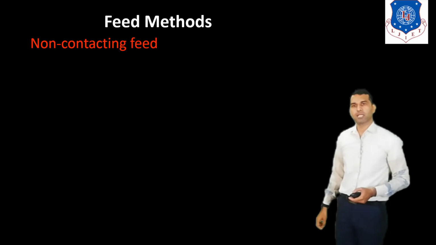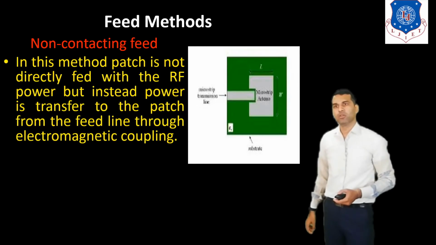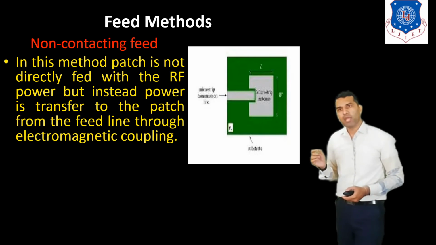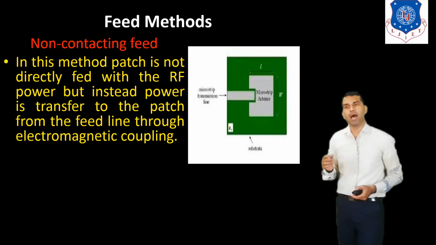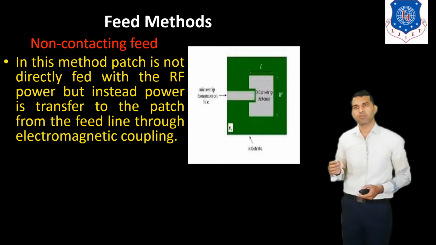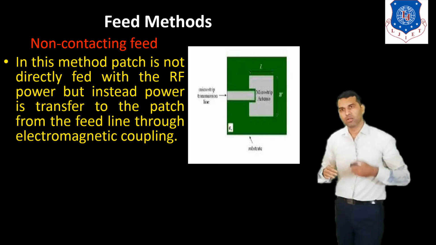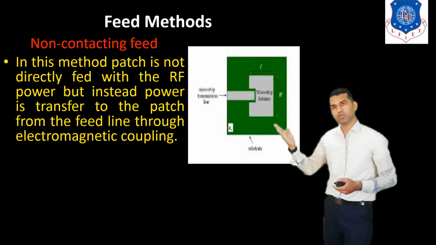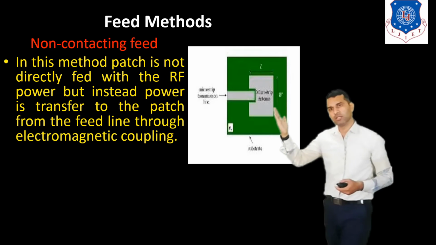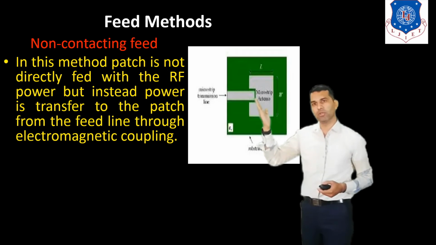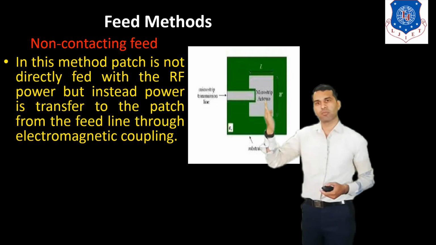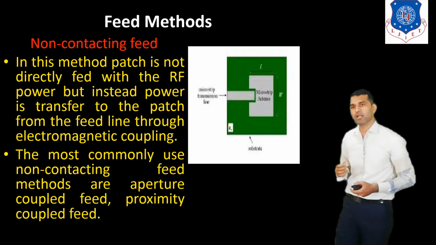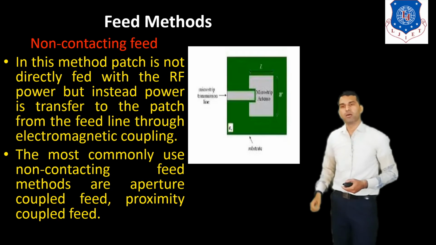Now the non-contacting feeding method. In this method, the patch is not directly fed with the RF power, but instead power is transferred to the patch from the feed line through electromagnetic coupling. So here we can see in this figure, this strip line is not connected with this microstrip patch. The most commonly used non-contacting feed methods are aperture coupled feed and proximity coupled feed.